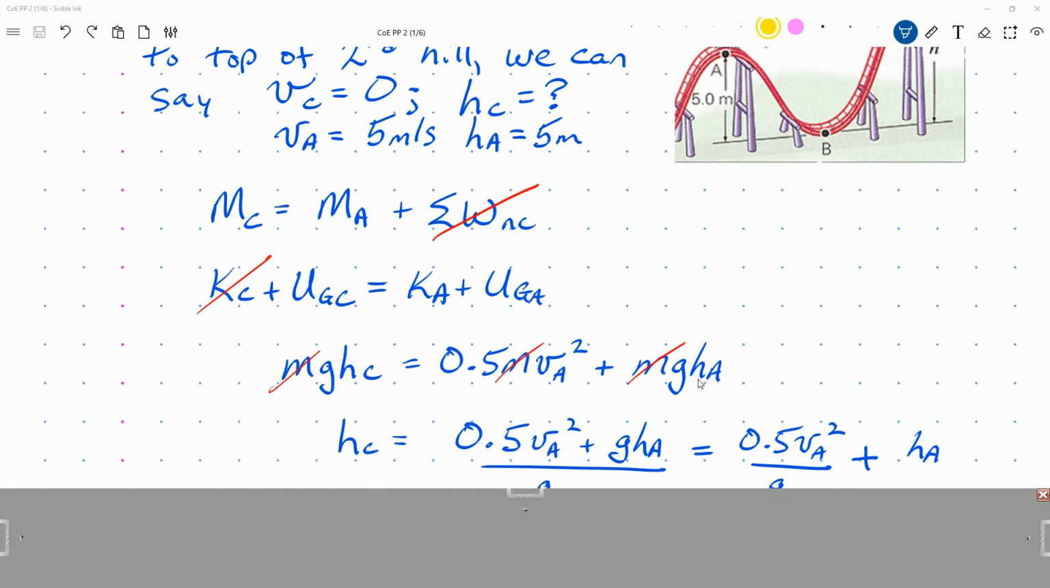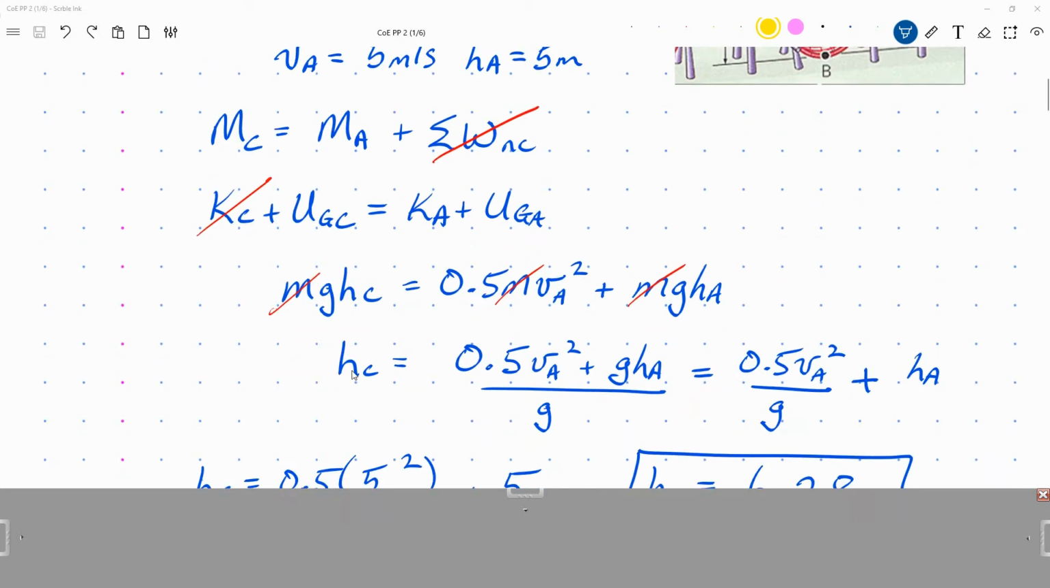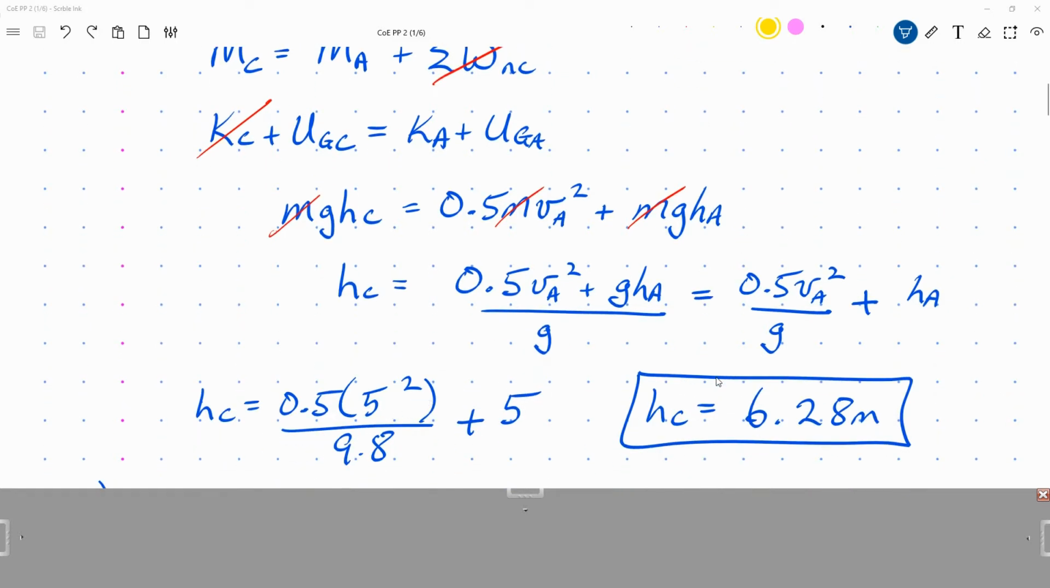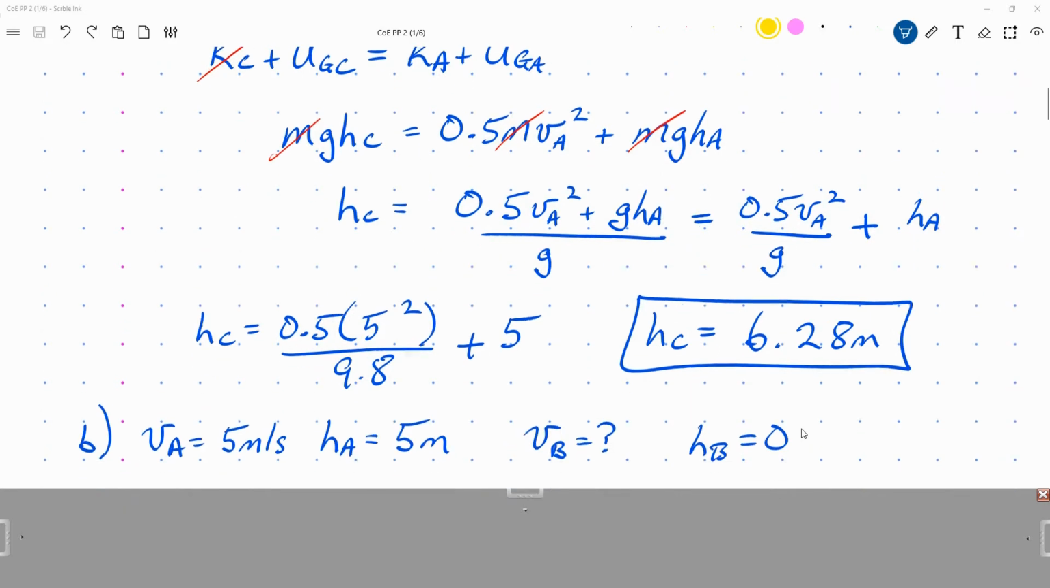Potential energy again is mgh. The mass is not known to us. We don't need to know it, so it just drops out. Do the algebra, solving this for the height at point C. I basically just rearranged it, and then I put the numbers in and got a numeric answer. So 6.28 meters is the answer to part A, number 1A.